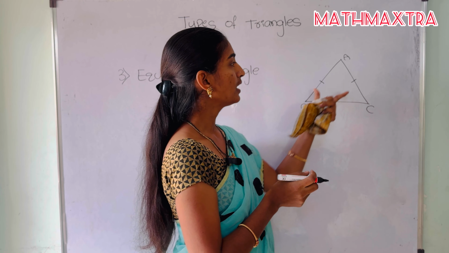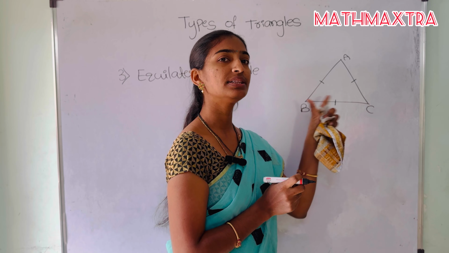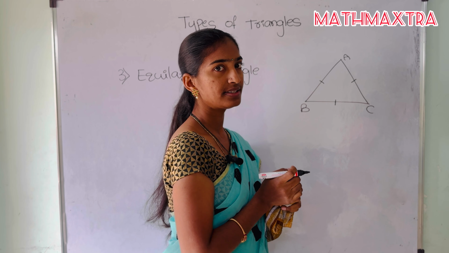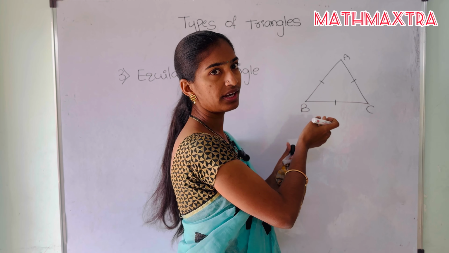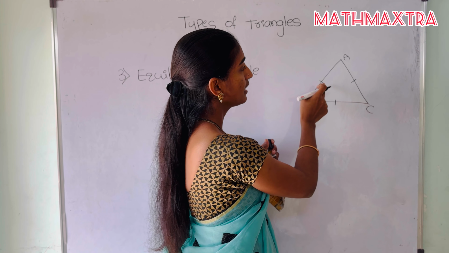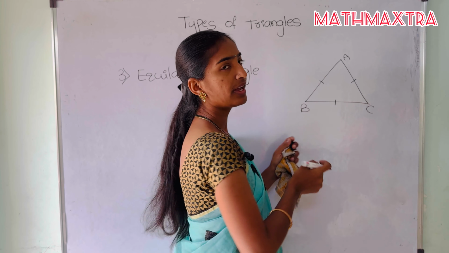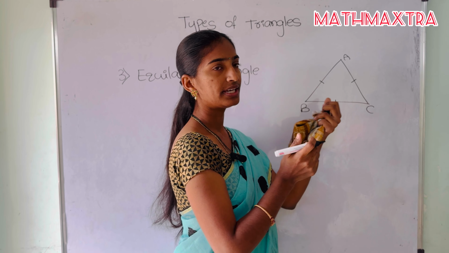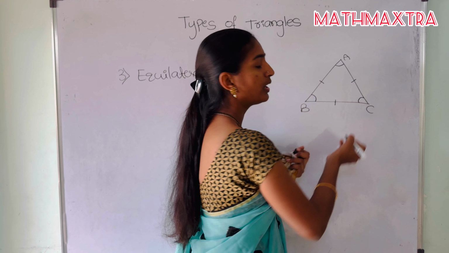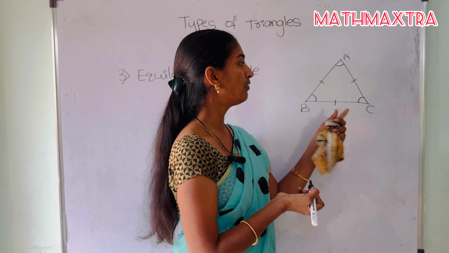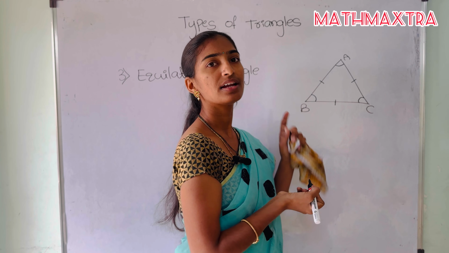So what happens if all the three sides are equal? Then we can easily say all the three interior angles are also equal, isn't it? You check, these two sides are equal. By the property of a triangle, we can easily say the angles opposite to the equal sides are also equal. So that is why if all the three sides are equal, we can easily say all the three angles are also equal. Yes. What about exterior angles of a triangle? If all the interior angles are equal, then we can say all the exterior angles are also equal.